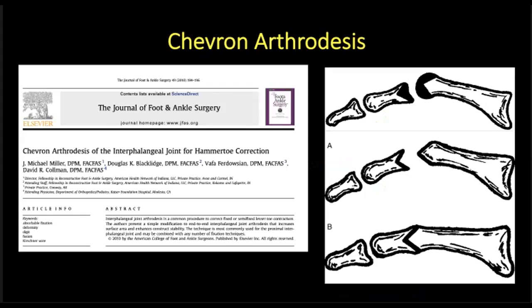And this is sort of a modification from the peg and hole. The peg and hole itself is a very, very stable construct, but it's tough to perform. So basically you create a chevron type of cut in the phalanx, and then you cut a trough to sort of match it in the base of the middle phalanx, and it's more of a press fit at that point.